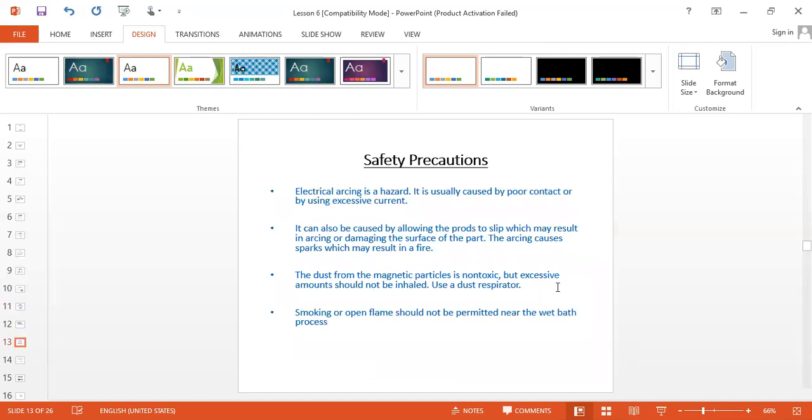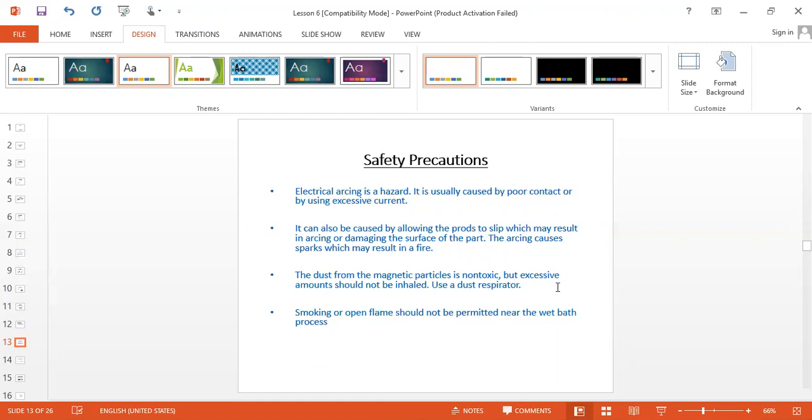Now, safety consideration is very important in case of fluorescent magnetic particle testing, because there are many things, and we are using electricity, so we have to care about the safety precautions. Electrical arcing is hazardous. It is usually caused by poor contact and by using excessive current, so your job will be damaged.